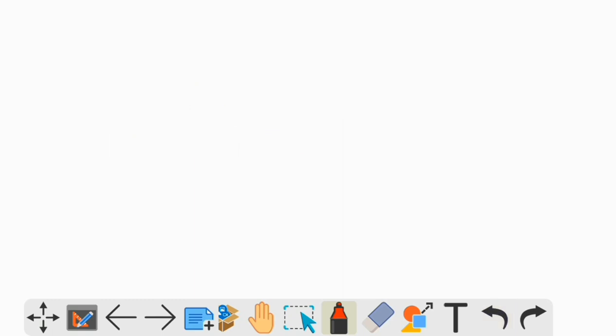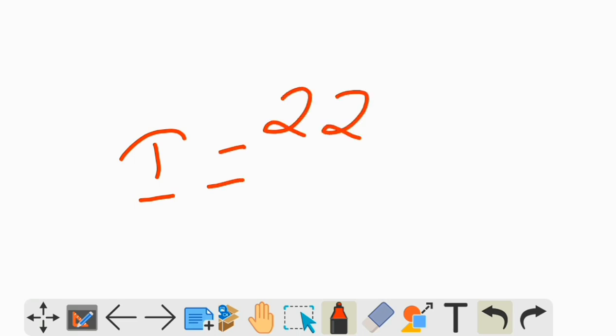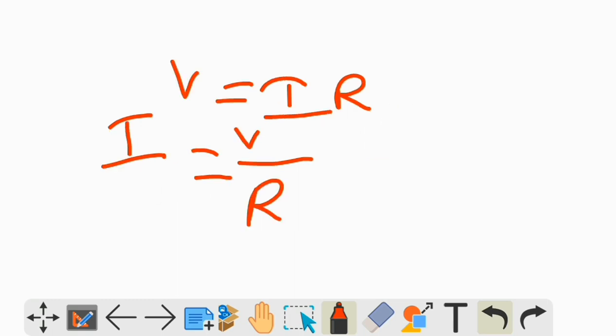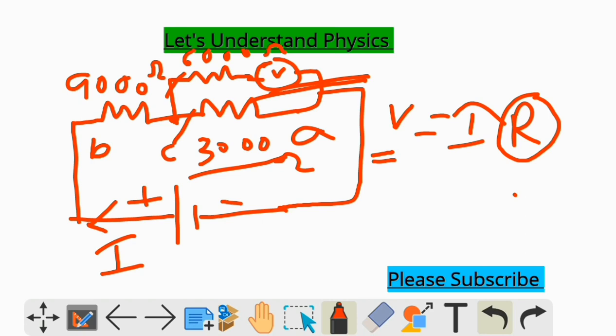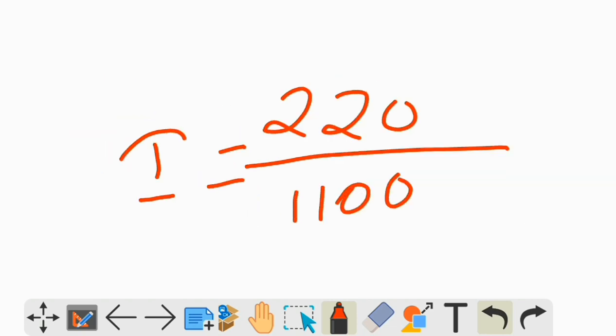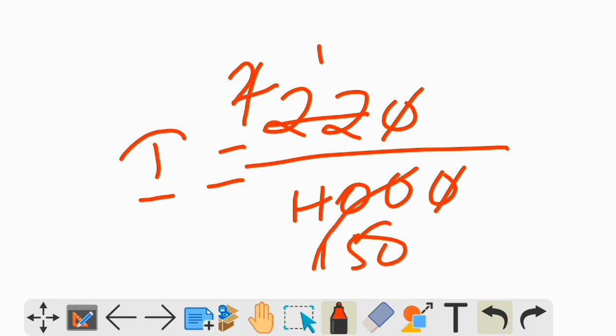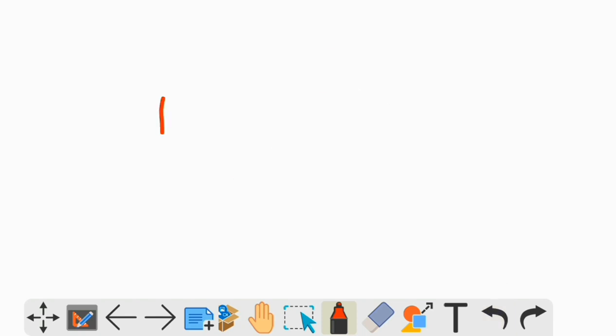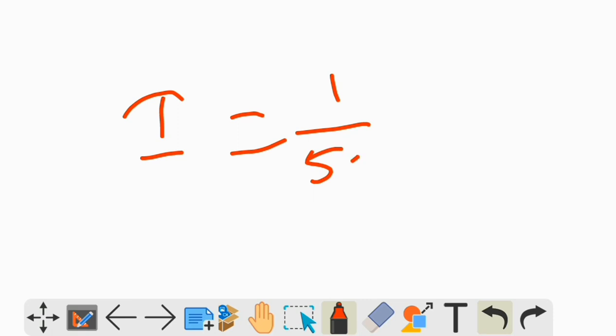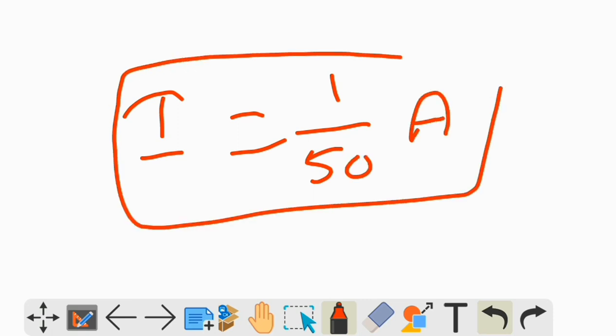Let's substitute. I is equal to V value is 220 volts given in the question, and resistance value now we got. How much we got resistance value? 9000 plus 2000 is 11,000. 0, 0 gets cancelled. Then 11 ones are 11 and 11 twos are 22. So 2 by 100, 2 ones are 2 and 2 50s are 100. Or you can take 0.02 as well, whichever you want you take. I value is equal to 1 by 50 ampere. By simplification we got this value.